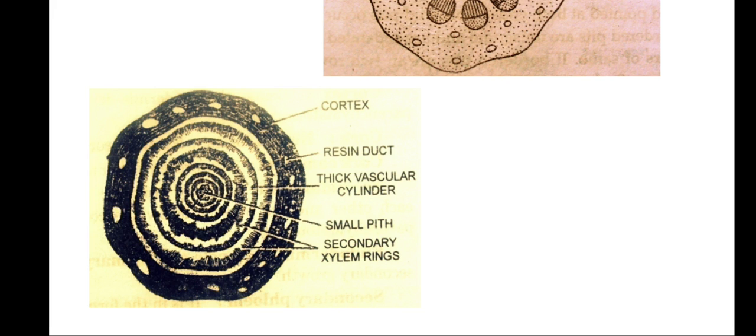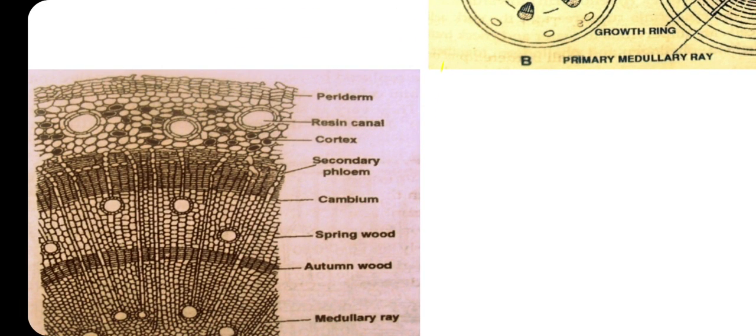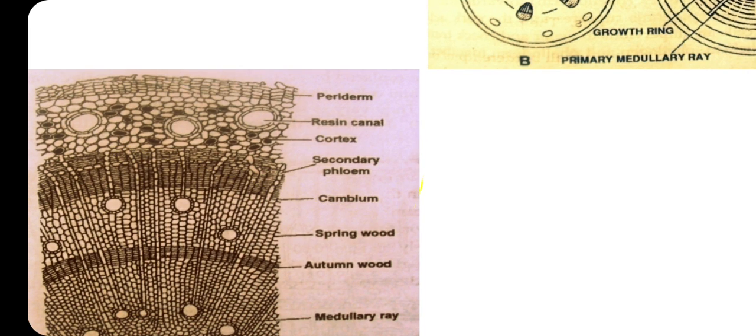After secondary growth, the stem becomes hard, and so it is of economic value also, the Pinus wood. So this is the secondary growth. This is the cambium ring, secondary phloem, secondary xylem, and at last the periderm and cork. The spring wood and autumn wood are also seen in this picture.